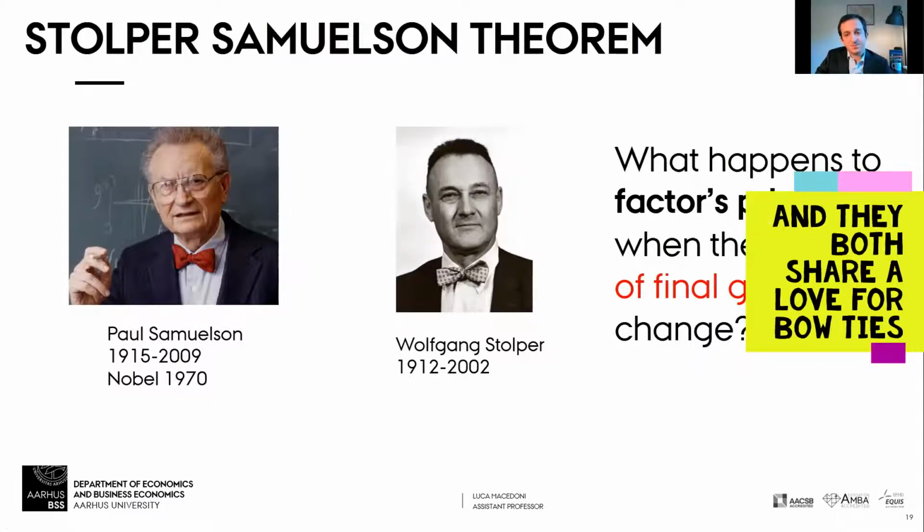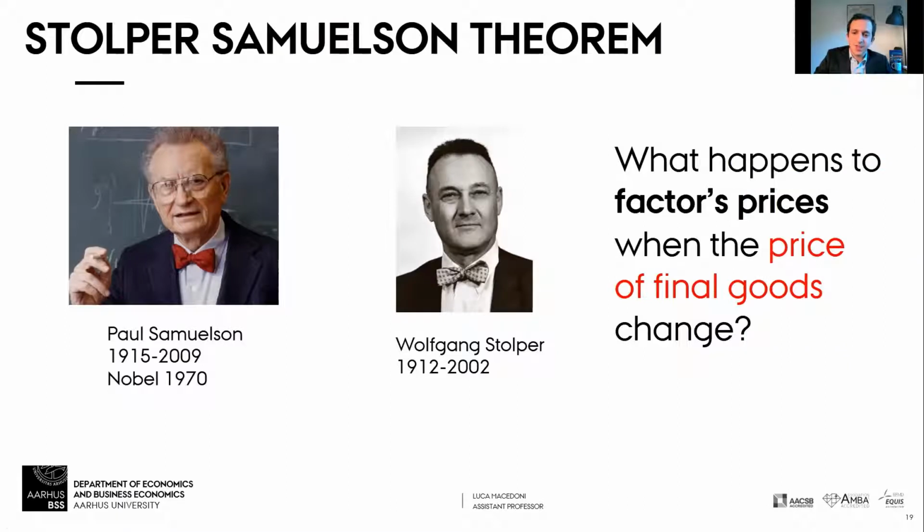But the thought experiment that they propose is to study what happens to factor prices, the wage and the rental on capital, when the price of final goods changes. And so if the price of good 1 becomes more expensive relative to the price of good 2, what happens to wages and rental on capital? To see that, we're going to do some algebra.